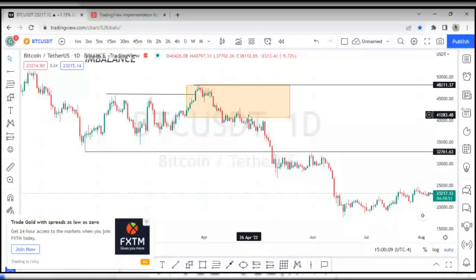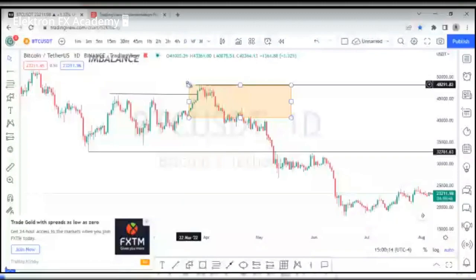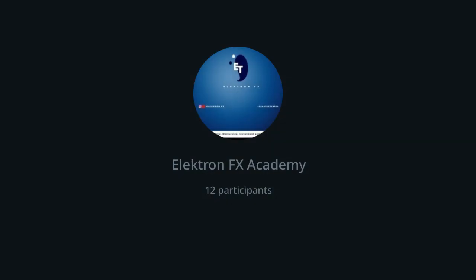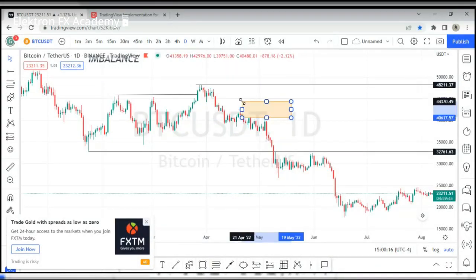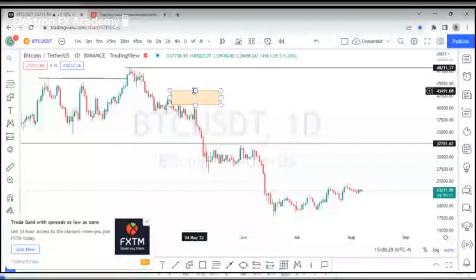That means we have two kinds. When you see gaps in the market, an imbalance is where you can see only sellers or only buyers.